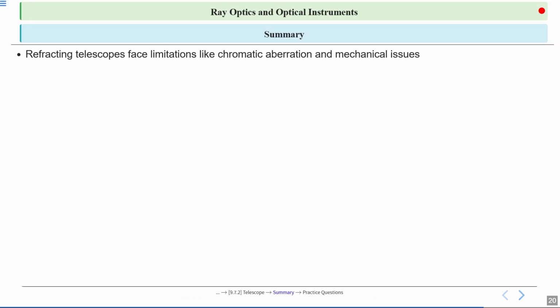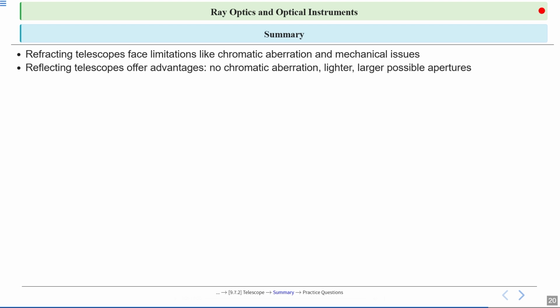Refracting telescopes have limitations like the inability to focus all colors of light at one point, and they are difficult to handle and manufacture. Now let's explore the advantages of reflecting telescopes. Unlike refracting telescopes, they do not suffer from chromatic aberration because they use mirrors instead of lenses. This design also allows them to be lighter and to have larger apertures, which means they can collect more light and provide better images of distant objects.